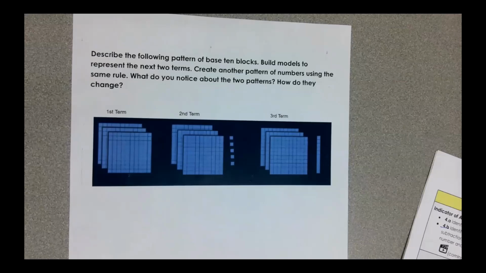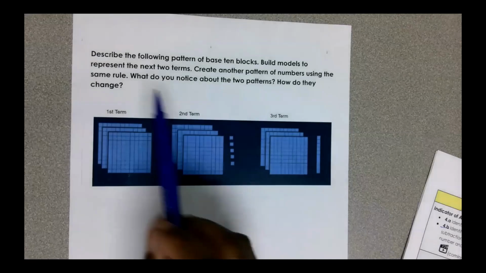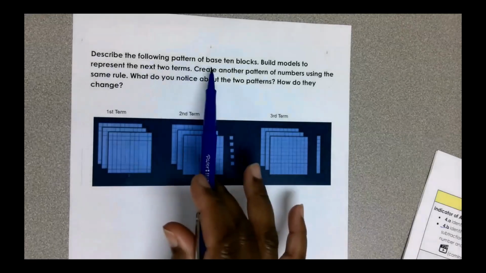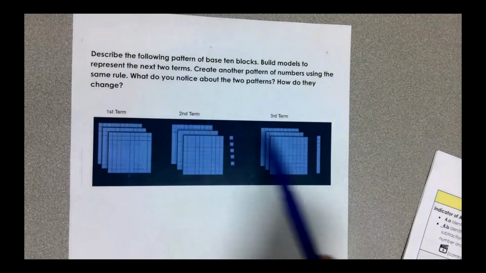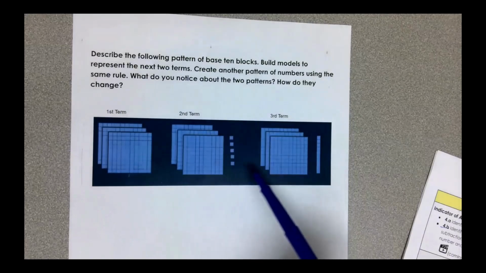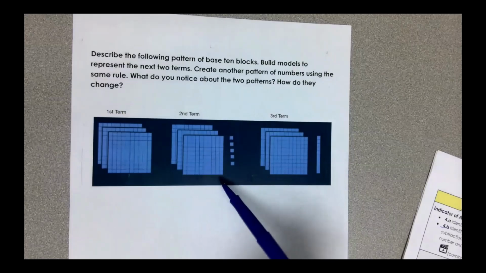How do they change? Well, first I notice that there are two things to look at in this scenario. I have to look at a paragraph and a picture. First, I want to reread the paragraph to make sure that I understand what I need to do. So it tells me to describe the following pattern of base 10 blocks. So I'm going to be using the picture to help me understand what I need to do. I have to reference the picture of base 10 blocks, okay?